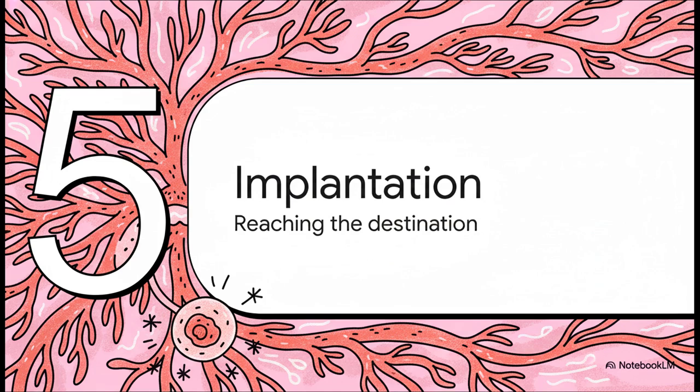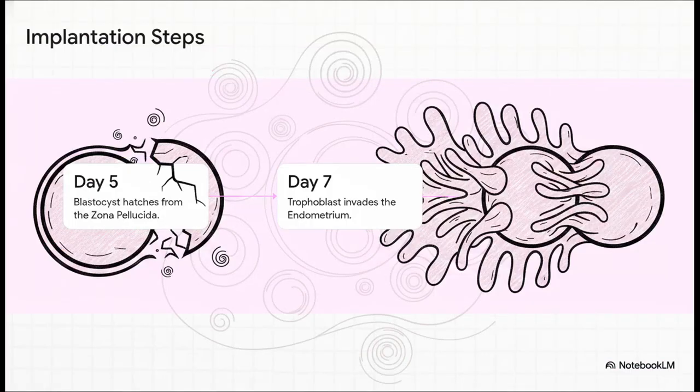Finally, Section 5. Implantation and complications. Reaching the final destination on day 7. By day 7, our blastocyst finally reaches the safety of the uterine cavity. But the journey isn't quite over. It has to secure a permanent lifeline.